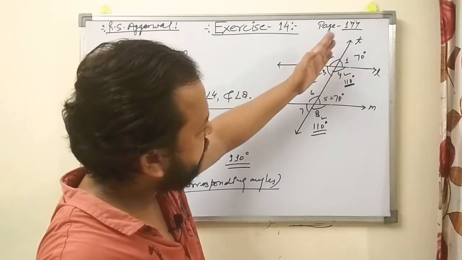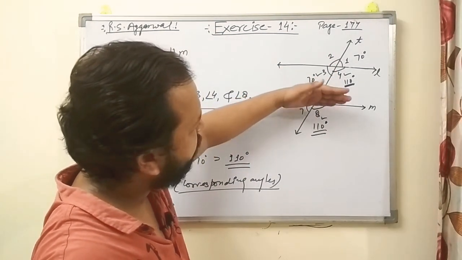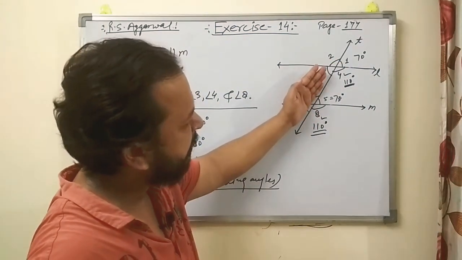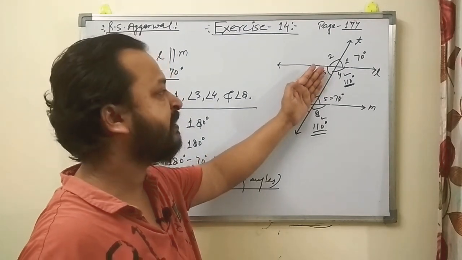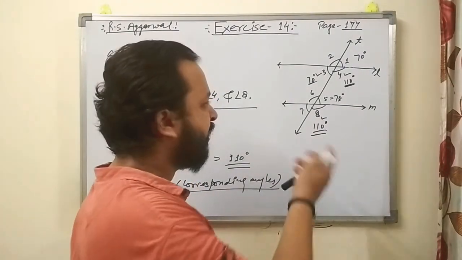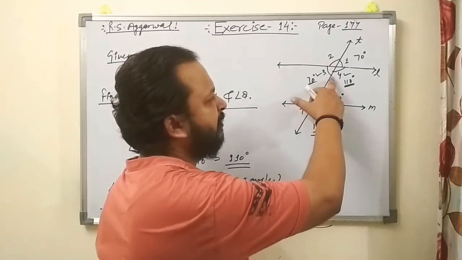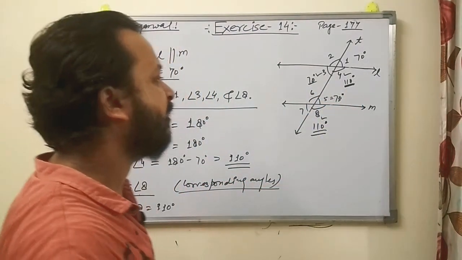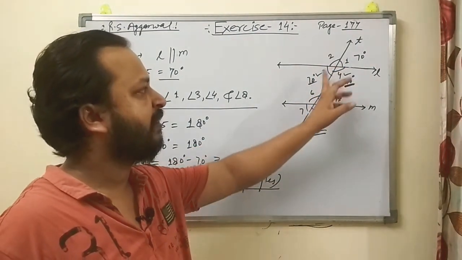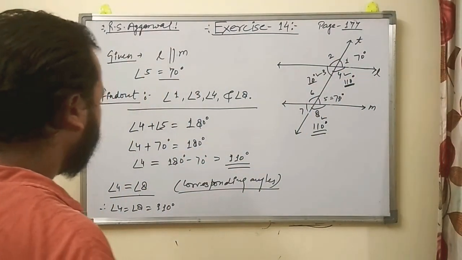One more thing you can do: if this is a 70 degree angle, and you are only talking about lines M and T, this line T is making a linear pair of angles. So the sum of angle 5 and angle 8 must be equal to 180 degrees. So you can easily find out this angle. And if this is 110, apply the formulas for corresponding angles and alternate interior angles. You can also equate these angles because they are vertically opposite angles. So there are many options by which you can find out the values.